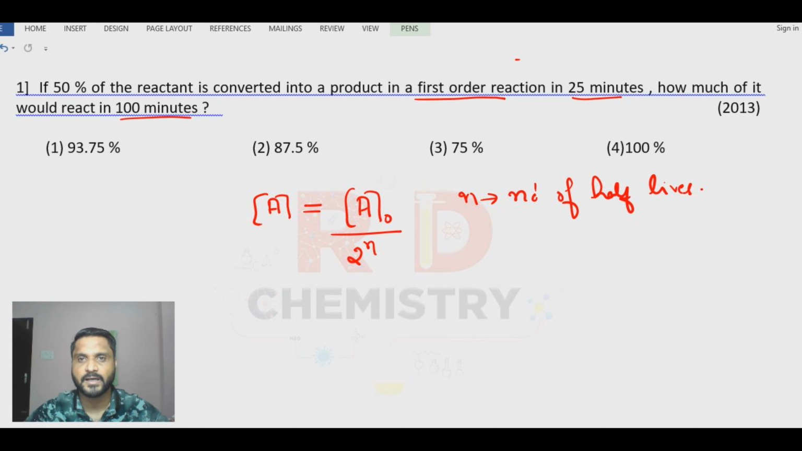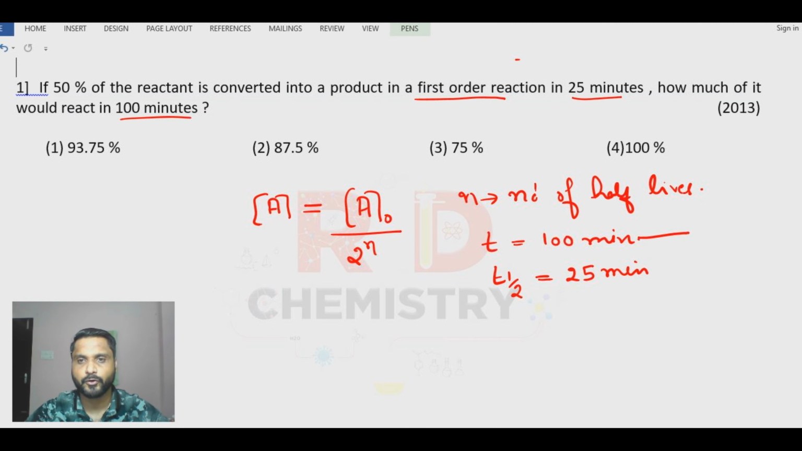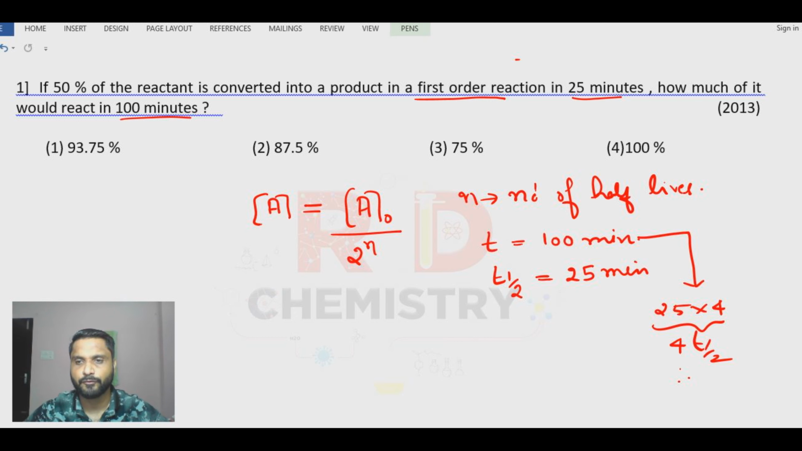Now how many half-lives are there in 100 minutes? Time t is given, 100 minutes. After 100 minutes, how much will remain? And the half-life is given as 25 minutes. Therefore, I should convert this into 25 into 4. That means there are 4 half-lives, therefore n is equal to 4 here.